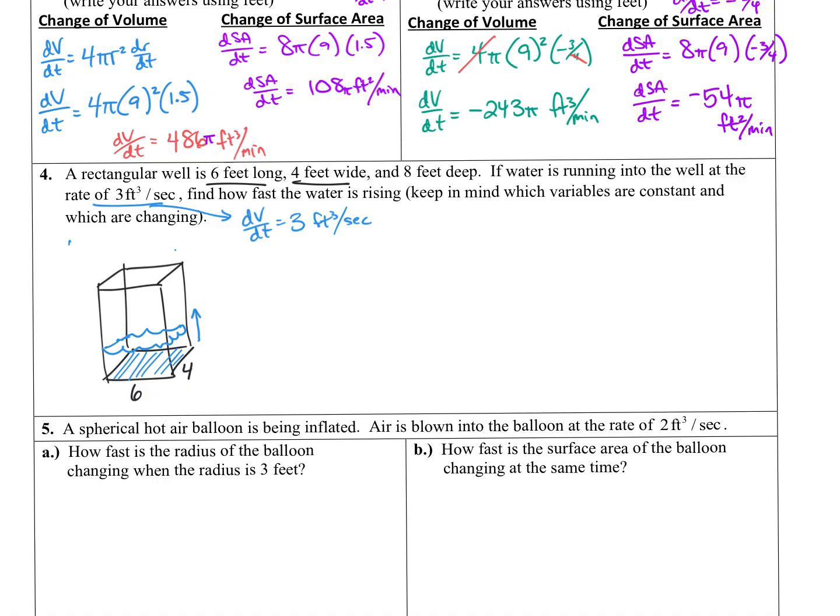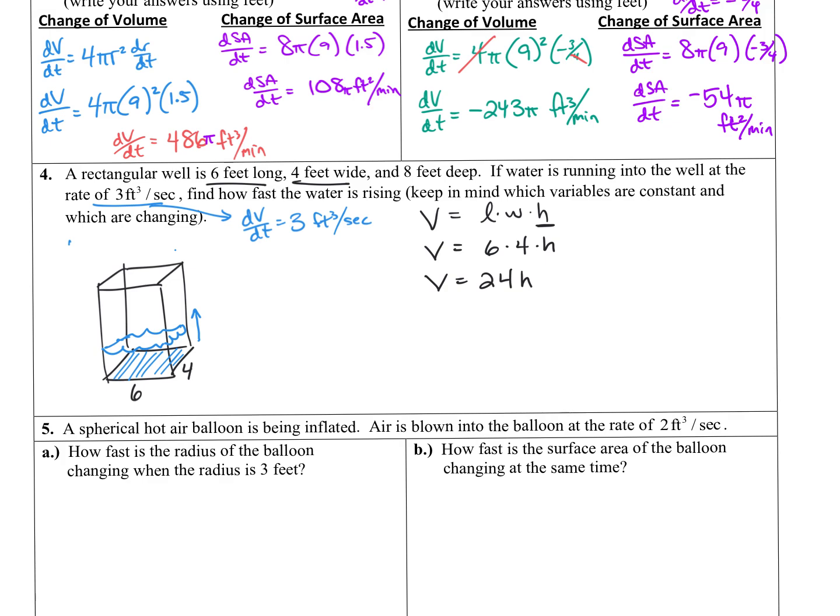isn't changing. So when I go to talk about the volume and I say that it's length times width times height, the only thing that's changing is the height. The length and the width are constants. So 6 times 4 times h, or 24h. So this one is a lot more simple than it looks because that base is constant.